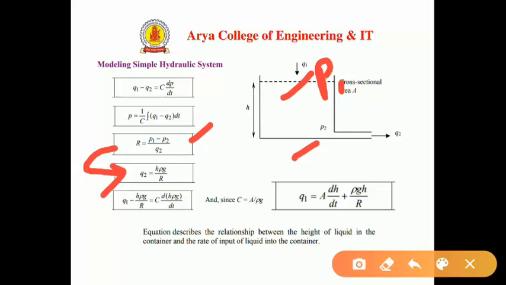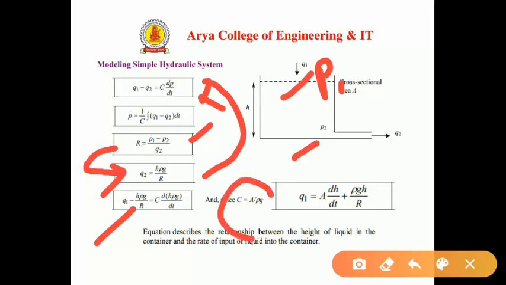Okay, and just putting the value of Q2 in the first equation, we have Q1 minus H rho g upon R equals C dP by dt, that is P equals H rho g, pressure. Okay, change in pressure, it is also change in pressure. So the rate of change in pressure, that is dP by dt, is written as d by dt of H rho g.